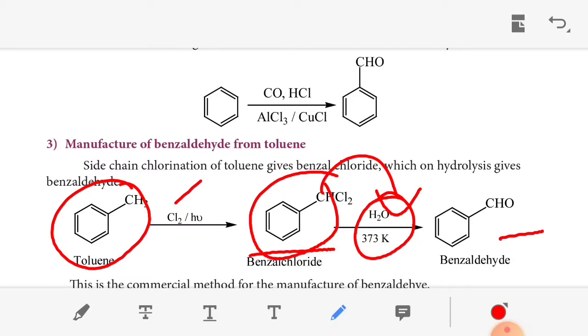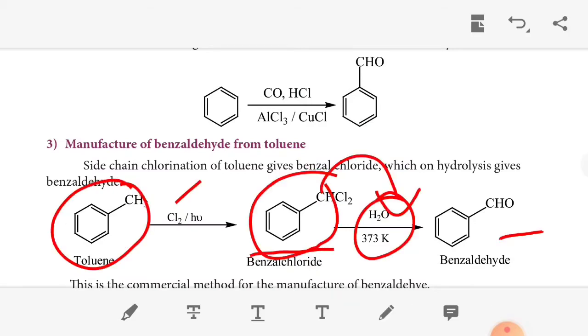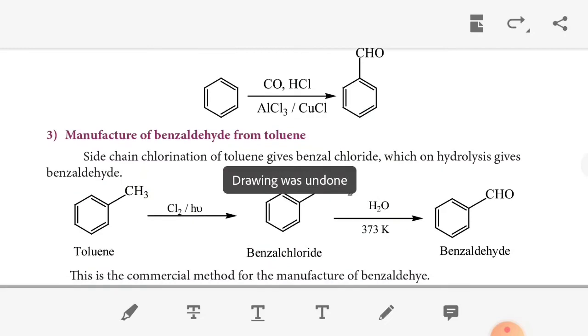Toluene chlorination gives benzyl chloride. Further hydrolysis gives the compound benzaldehyde. So this is a commercial method for the manufacture of benzaldehyde.